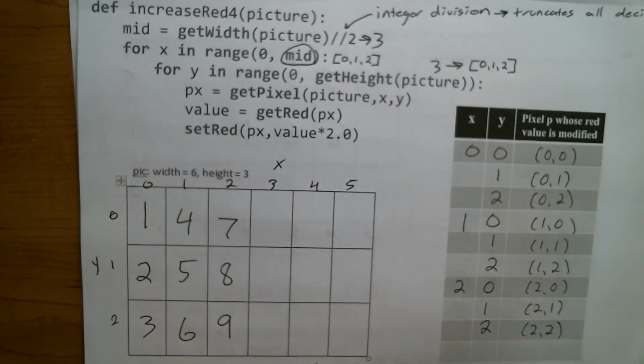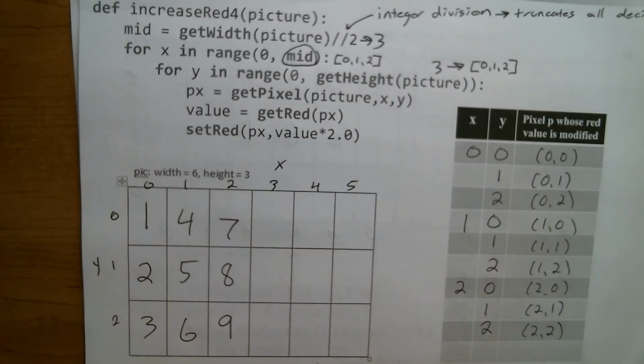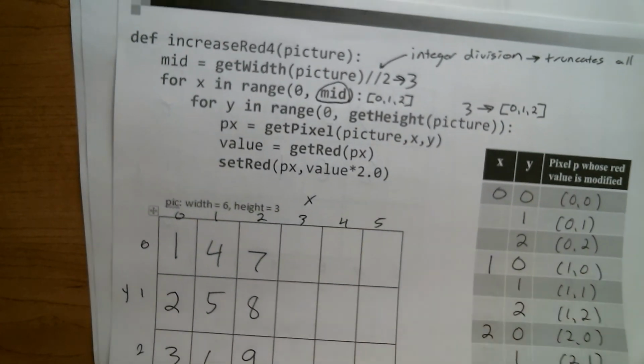So again, left half, right half. So you could do the same sort of thing here with the height. You could do the top half or the bottom half by just playing with these values and only modifying specific pieces.